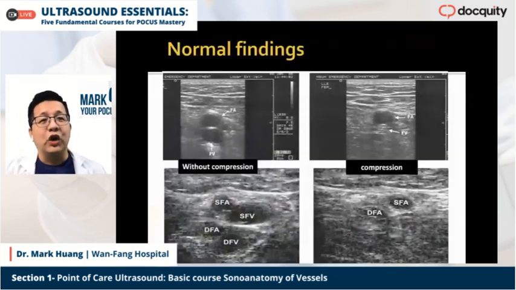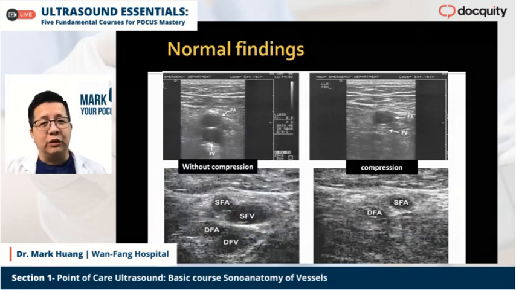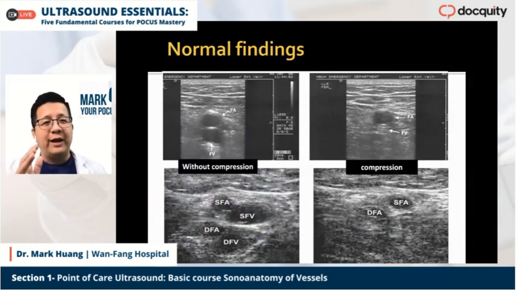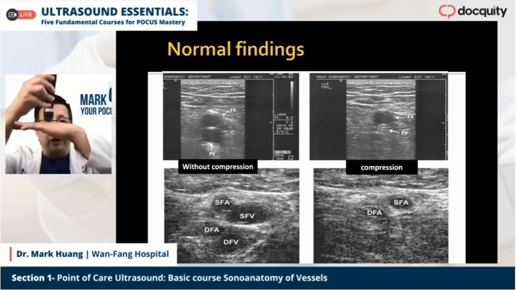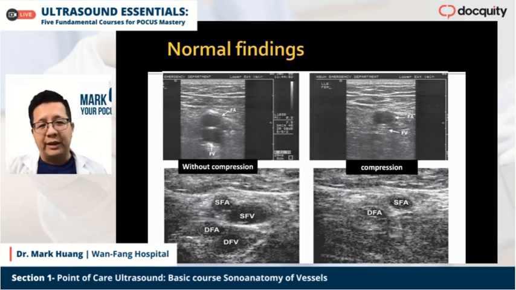So let's look at the normal image. You have to find the femoral artery and the femoral vein and use your probe to give them some pressure, which will make the vein compress. You can see when compressed, the vein disappears, and when you release the pressure, the vein appears again. It's a very important skill to identify the vein flow.